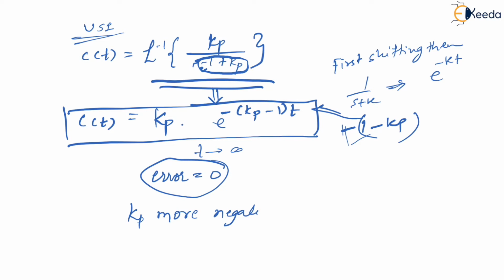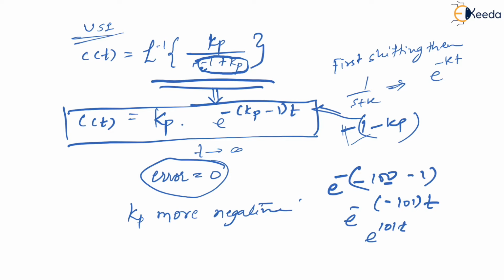But what has happened is that if kp somehow becomes more negative, then what will happen? Let us say kp becomes minus 100, then what will happen? e to the power minus of minus 100 minus 1, which becomes minus 101 into t, which becomes e to the power 101 t. What is that? It will blow away.